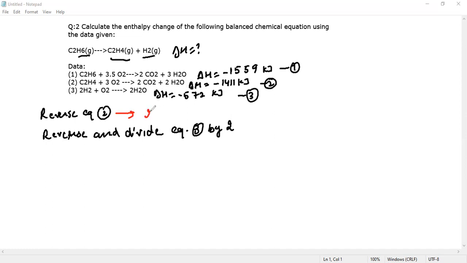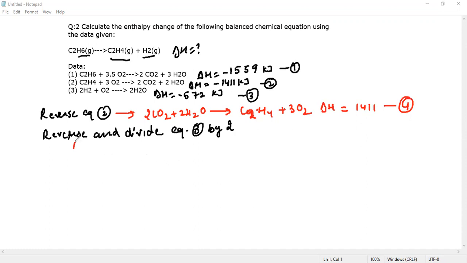So we have 2 CO2, 2 water on the reactant side, and C2H4 plus 3 oxygen on the product side. This is what we wanted. Now don't forget to switch or reverse your delta H value as well. It was negative here and now you're going to get it as positive. Let's write this equation as equation number 4, which we are going to use.